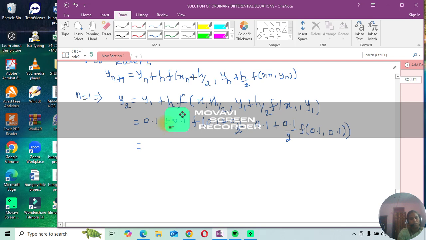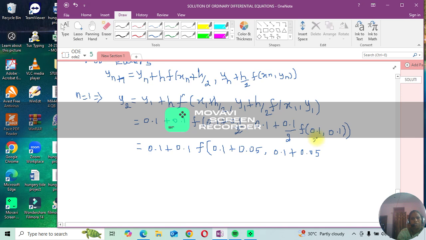So we have to follow the order of operations. First we have to multiply the terms, then only the addition will take place. So 0.1 plus 0.1 into f of, so this is 0.1 plus 0.1 by 2. What is 0.1 by 2? It is 0.05. And then 0.1 plus 0.1 by 2 is 0.05. So 0.05 into f of 0.1 comma 0.1.